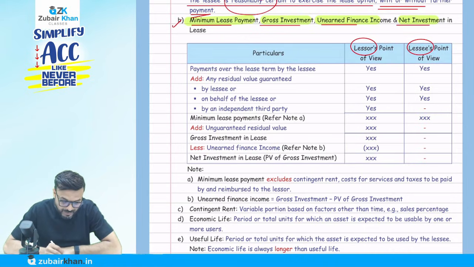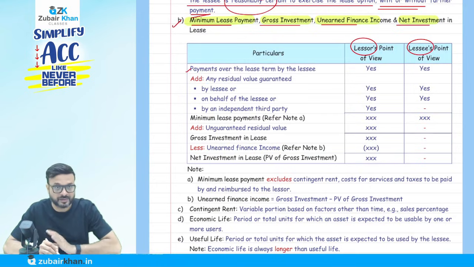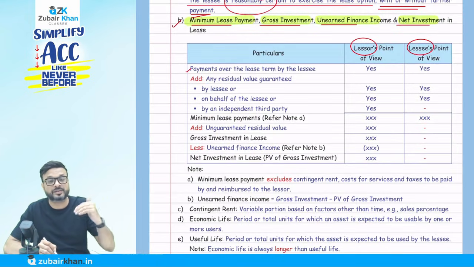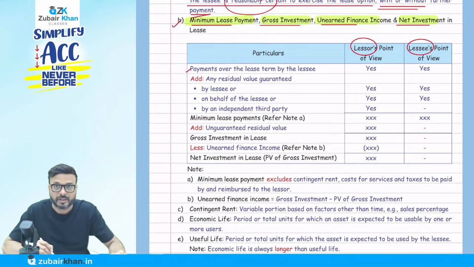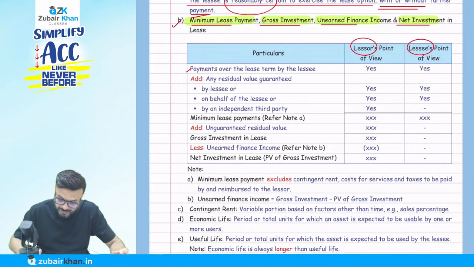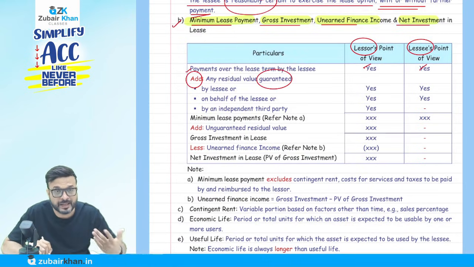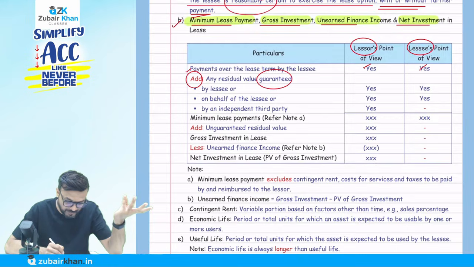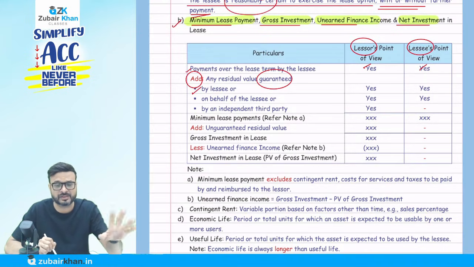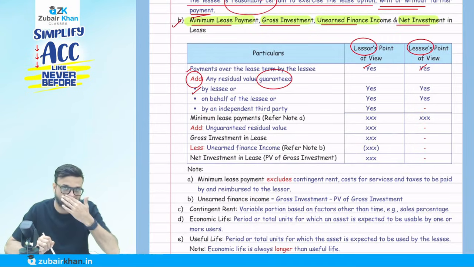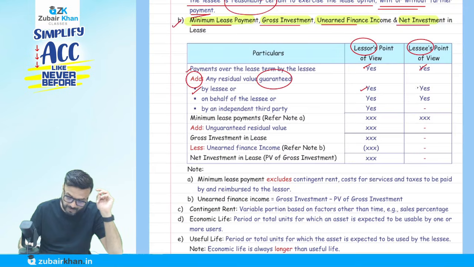First, they say the payment over the lease term by the lessee. Obviously, we have given the asset to the lessee, and he is going to give us the payment over the period of the lease term. So is it a part of the minimum lease payment? Yes, in both cases. Now, they say add any residual value which is guaranteed. Guaranteed by whom? By the lessee. If the lessee says that after 5 years this much is the residual value of the asset that he will give to the lessor, and it is guaranteed by the lessee, then this is also part of the minimum lease payment.